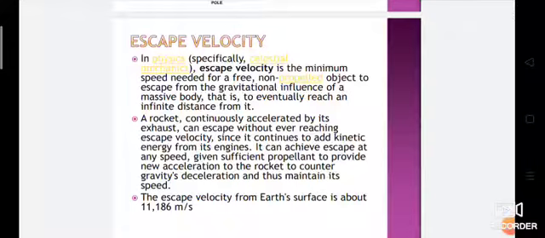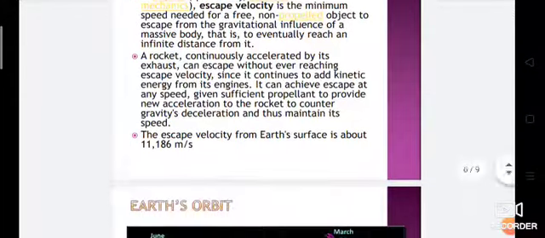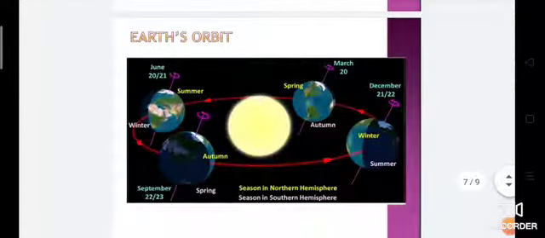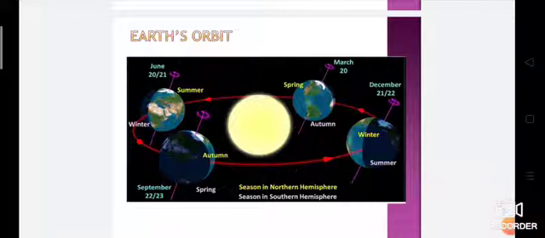Okay, now the next topic is Earth's orbit. As we see in the picture, the shape of the Earth's orbit is like an oval, and the seasons we observe on the Earth are caused due to the shape of the orbit and the location of the sun.